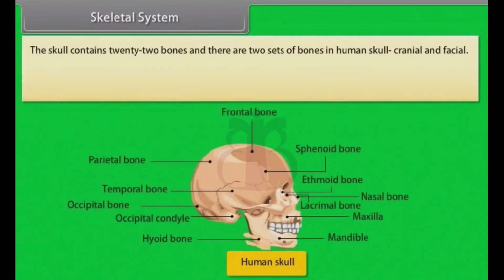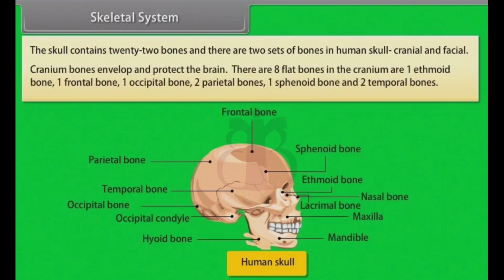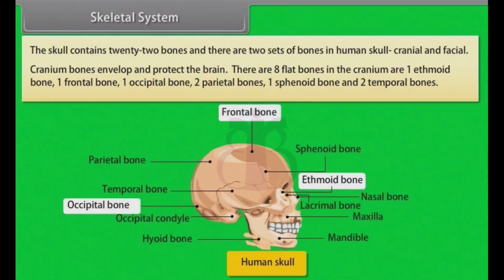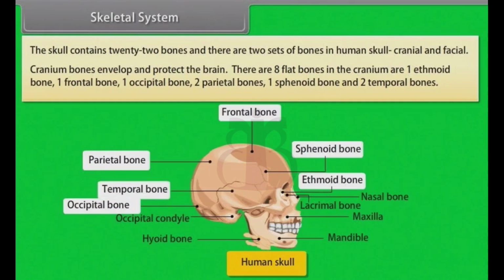The skull contains 22 bones, and there are 2 sets of bones in the human skull, cranial and facial. Cranium bones envelope and protect the brain. There are 8 flat bones in the cranium that are 1 ethmoid bone, 1 frontal bone, 1 occipital bone, 2 parietal bones, 1 sphenoid bone, and 2 temporal bones.